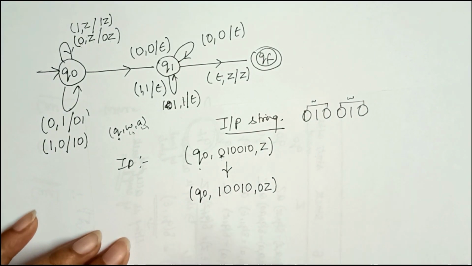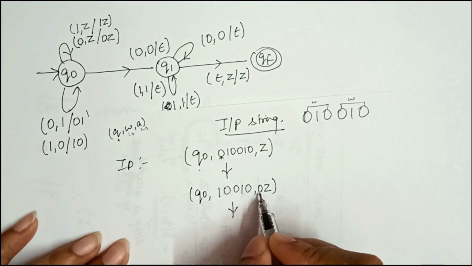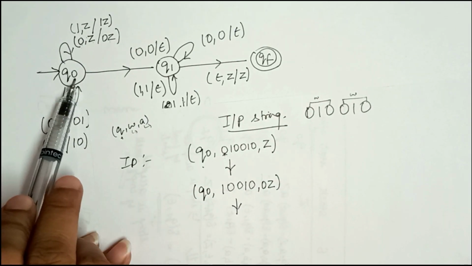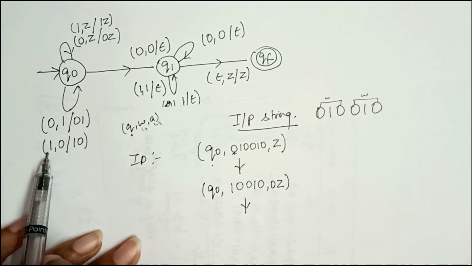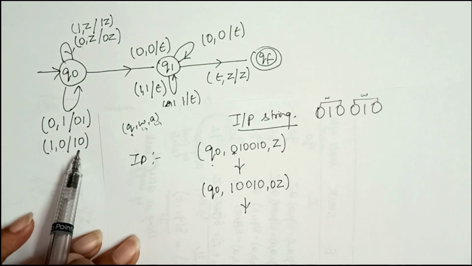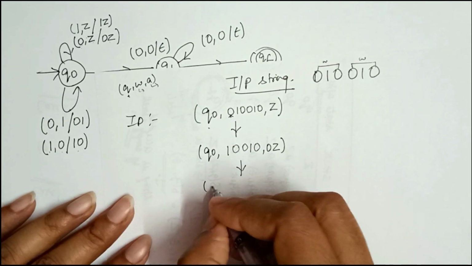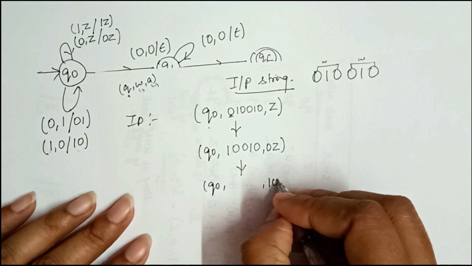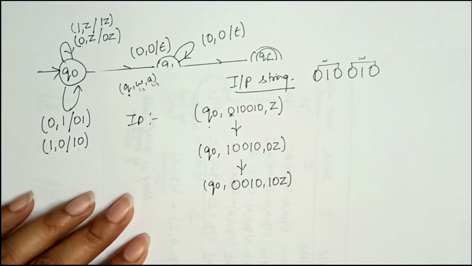Okay, now check: the input symbol is 1, the top of the stack is 0, and we are in the Q0 state. So we push this 1 onto the stack and remain in the same state, Q0. This 1 is pushed onto the stack, so it becomes 1 0 Z, and the remaining input is 0 0 1 0.